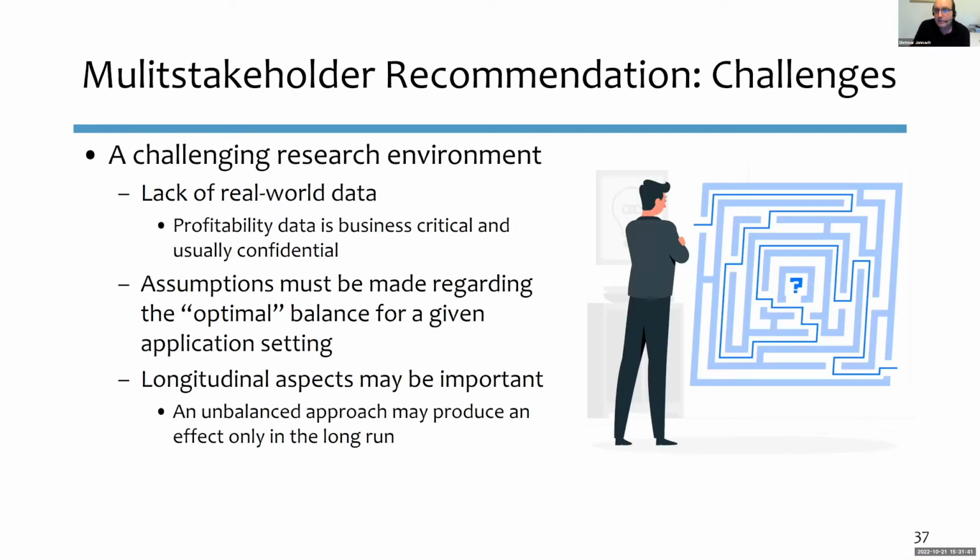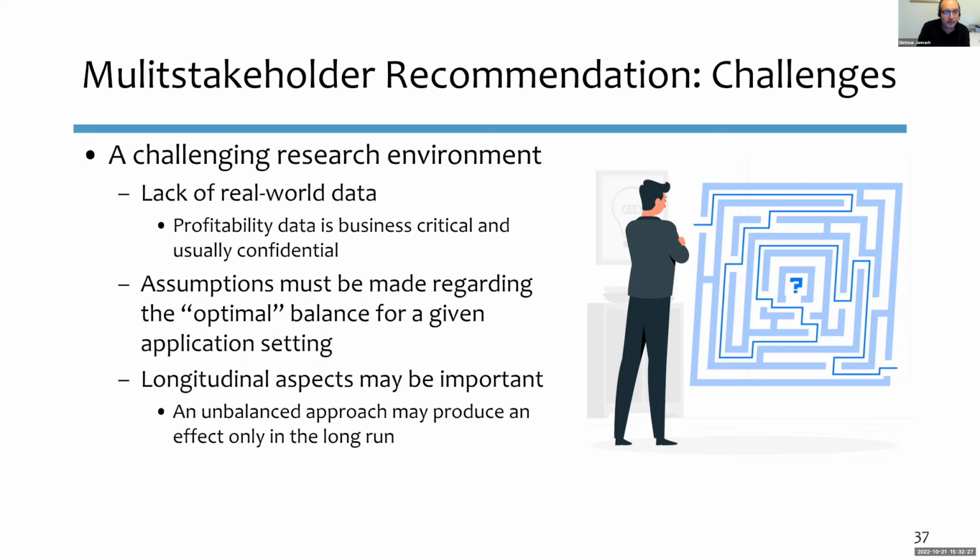For multi-stakeholder, so it seems obvious, but there's not much research over the decades. And the problem always is, at least for business-related aspects, there's a lack of real-world data. So business profitability data is never shared. It's confidential. It's critical. So, and then you have to make a lot of assumptions regarding what the optimal balance for a given setting would be. And then you have this final thing, which is very important. You have these longitudinal aspects, right? So if you have a not well-balanced approach, then in the long run, you might run into problems. But nonetheless, it's good to see that this multi-stakeholder topic comes up, and hopefully we see more of that also in the future with better data or better validated assumptions.